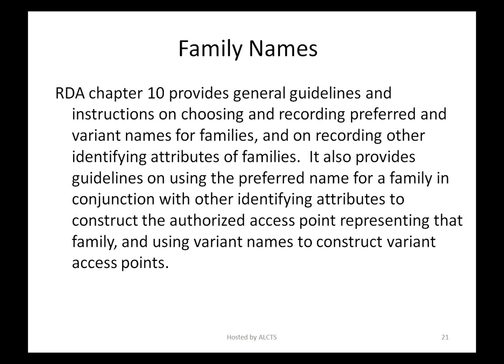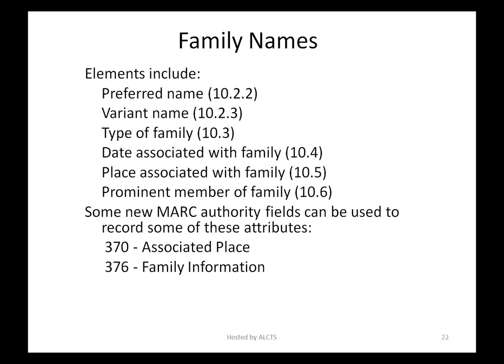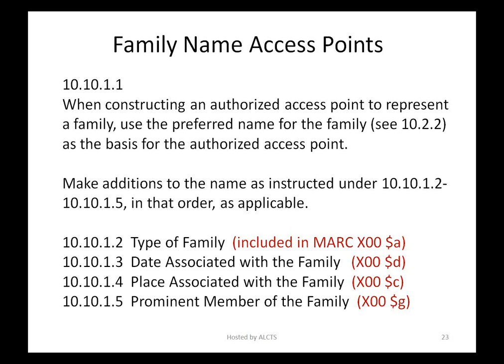A little bit about family names. I'm not going to talk a lot about the rules, but there's now a chapter in RDA that deals with family names, and this is something new from AACR2. There are various elements defined for family names that include the preferred name, the variant name, type of family, date associated with the family, etc. And there are also some new MARC authority fields that can be used to record some of these attributes, and we'll look at those later on.